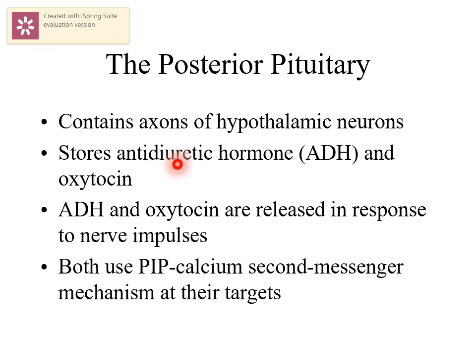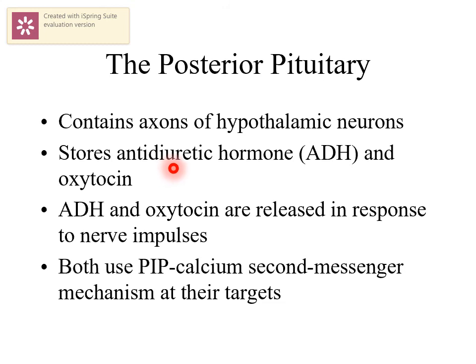Okay, so we'll talk more about this when we get to the kidneys. But for now, just keep in mind antidiuretic hormone regulates water concentration by reducing water excretion by the kidneys.